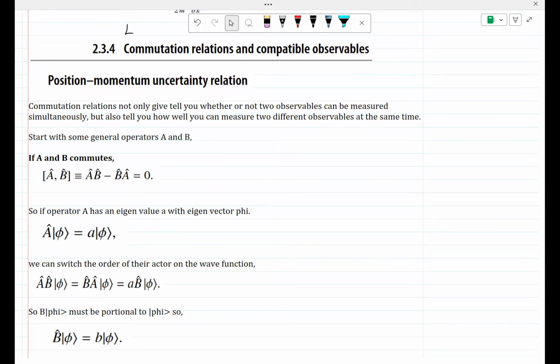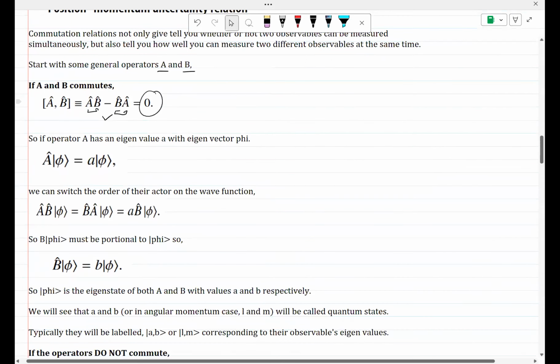And so in general, instead of just A with the Hamiltonian, we have two general operators. It doesn't even have to be the Hamiltonian, right? If these operators commute, that means A times B and B times A in matrix form are the same as each other, so the commutator is equal to 0. Okay. This brings up something interesting. Let's say you have some state phi, and this state happens to be the eigenvector or eigenstate of the operator A. So when you act on this with operator A, you get an eigenvalue of A, little a, just a number, okay?